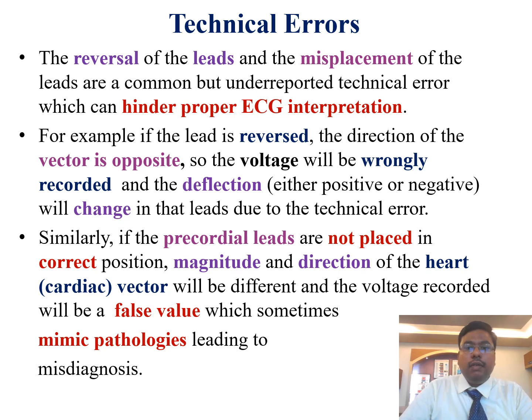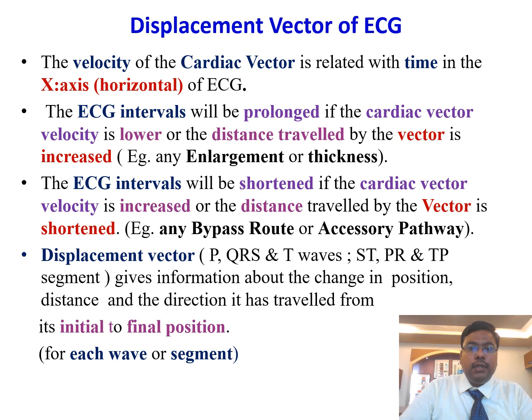Technical errors: the reversal of the leads and the misplacement of the leads are common but underreported technical errors which can hinder proper ECG interpretation. For example, if the lead is reversed, the direction of the lead is opposite, so the voltage will be recorded wrongly and the deflection will also change. Similarly, if the precordial leads are not placed in the correct position, the magnitude and direction of the heart vector will be different, and the voltage recorded will be a false value, which sometimes mimics pathologies, leading to misdiagnosis.